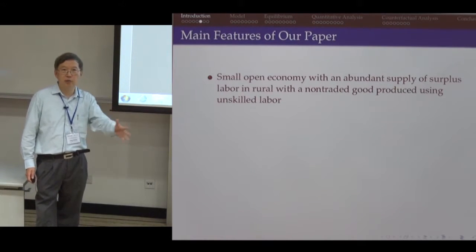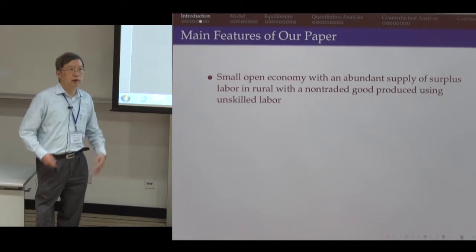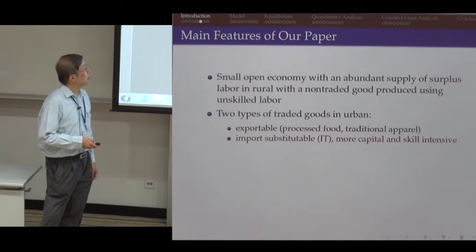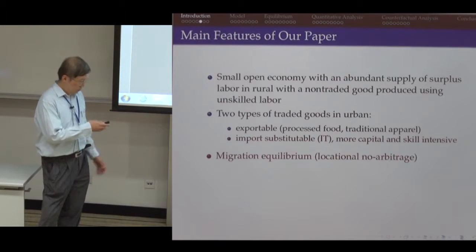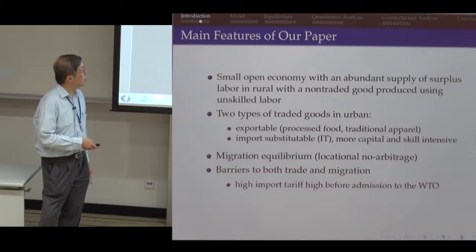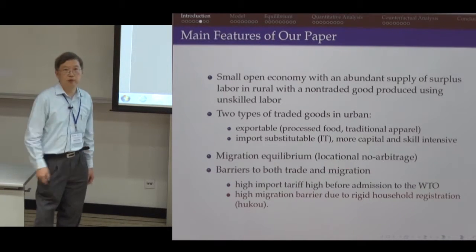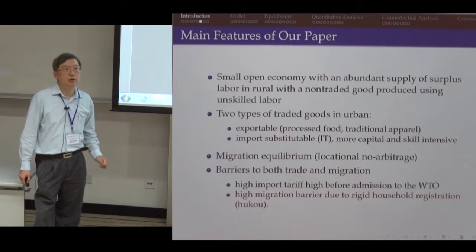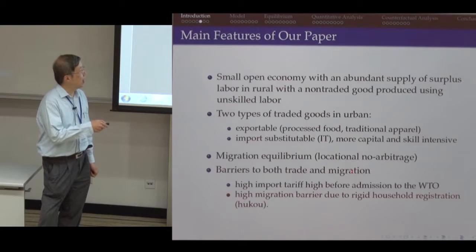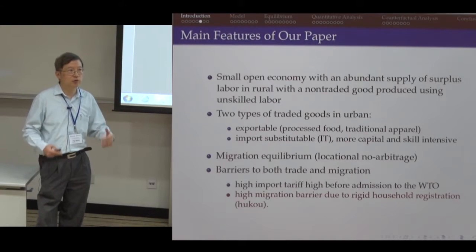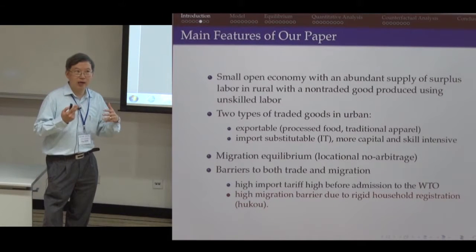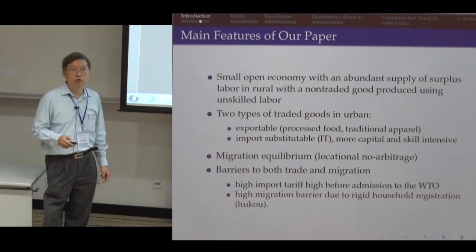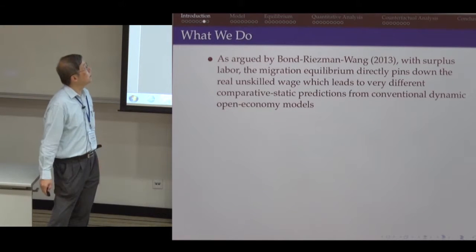And then we have an abundant supply of labor from the rural area, and we'll consider migration equilibrium. So we will have skilled and unskilled labor, and the two sectors are going to be emphasized here. In terms of both trade and migration, we'll have the barriers measured. For trade barriers, we are going to use only one measure, which is the import tariff. The migration barrier is going to be a wedge. Based upon the migration equilibrium, we'll compute the wedge, which is more like a utility gap. And then we are going to compute the migration barrier backward.